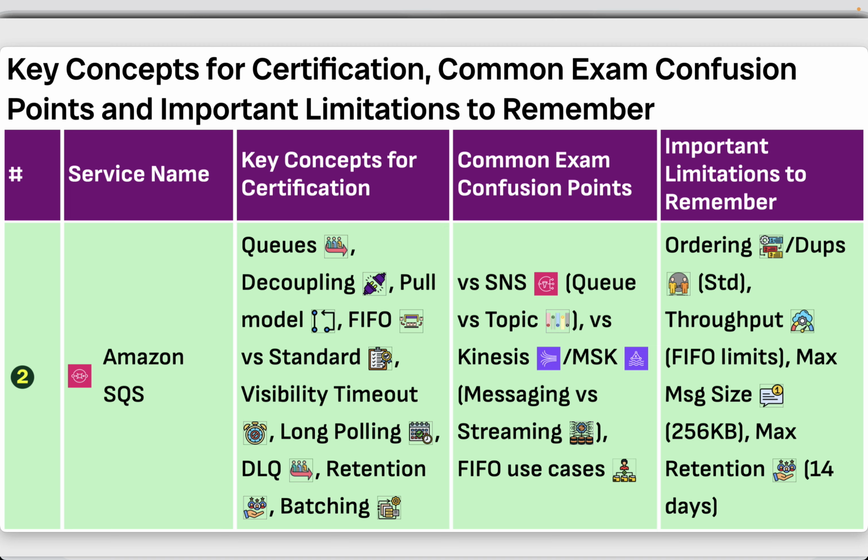Key limitations are standard ordering, duplicates, deduplication, FIFO throughput limits, so the limits that apply if you go for FIFO queues, and max message size. So this has a 256 kilobyte maximum message or payload size. Max retention is 14 days. These are all the hard limits.